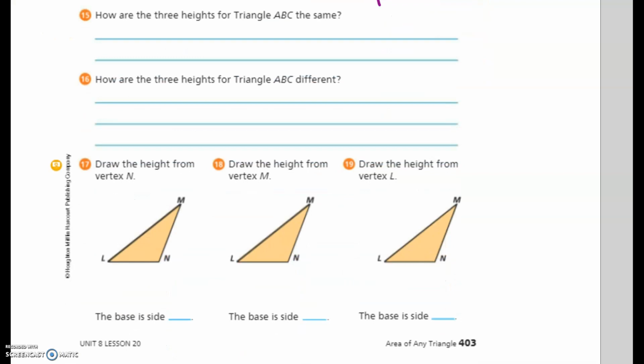Now, they would like for you to try to draw the height for each of these. So if you have your textbook, I'd like you to pause for a moment and try page 403. If you don't, you're just going to watch me. So here they want us to draw the height from the vertex N. A vertex is just the name of a point.